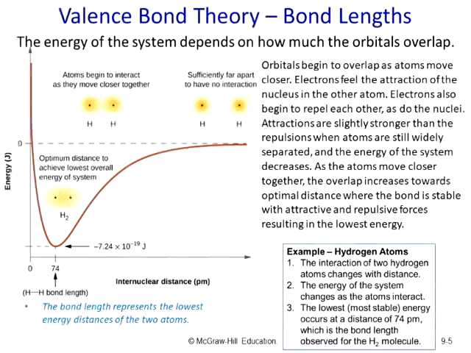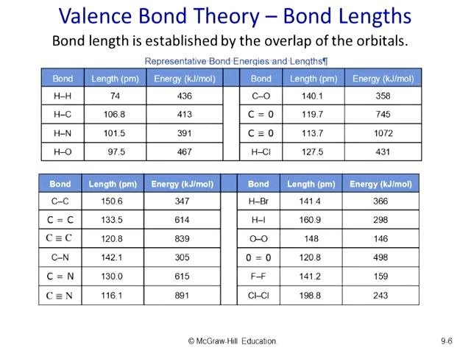This table shows you bond lengths for other atoms and other covalent bonds. The bond length again is established by the overlap of the orbitals. We don't expect you to memorize this table, but take a look at it and you see that depending on the atoms we get different bond lengths, and there's a different amount of energy associated with each of those bonds. Those are important principles to take away: when atoms overlap, they establish an ideal bond length, and here we show you the ideal bond length for a variety of compounds.